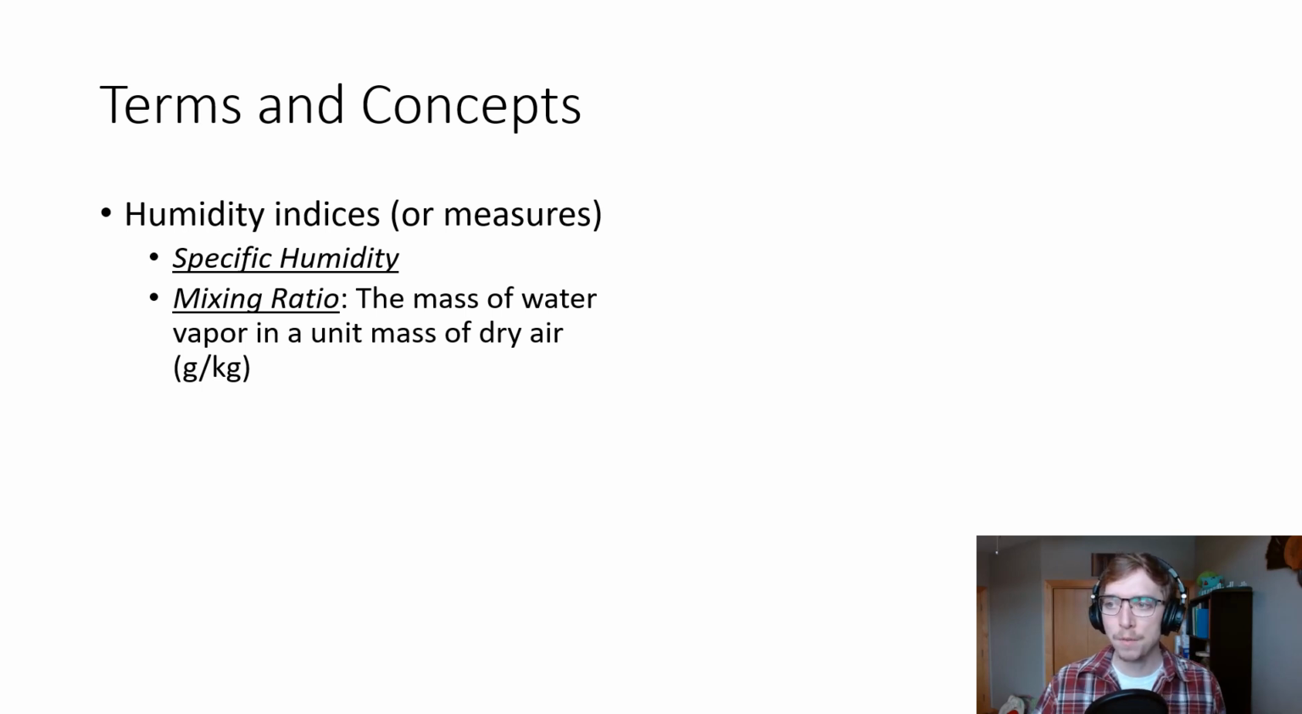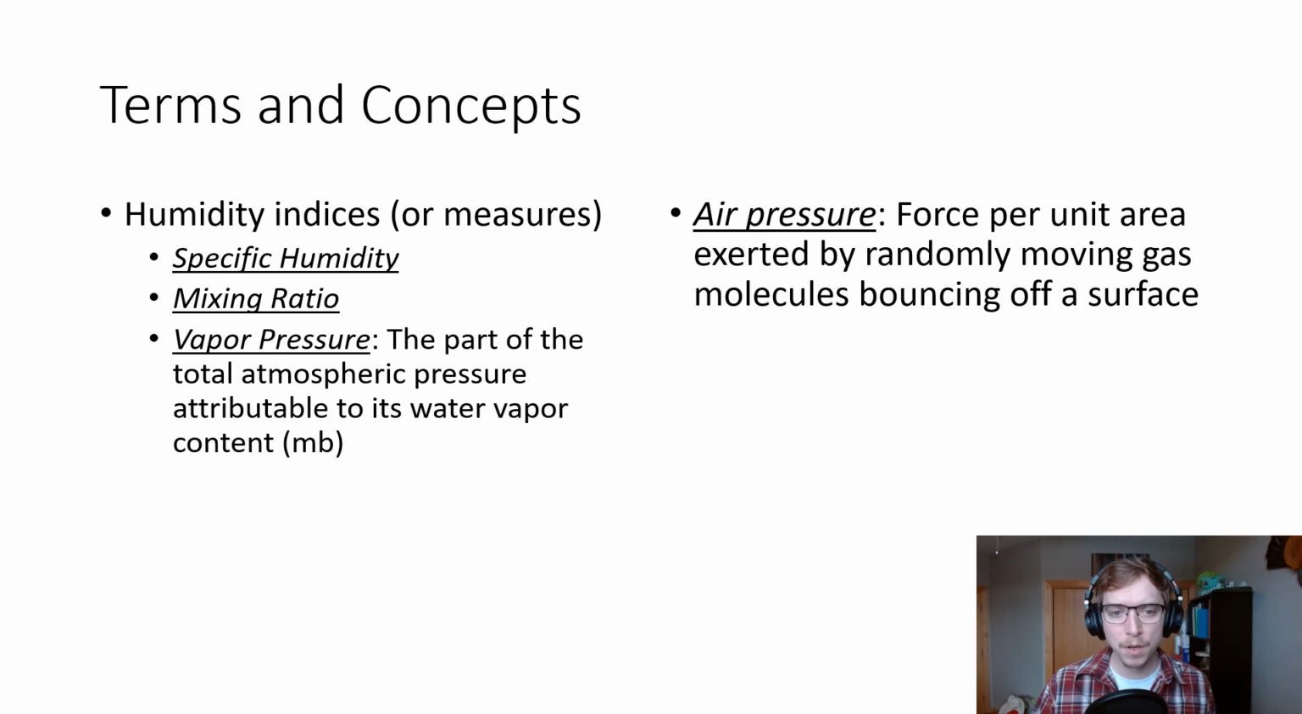If we bring these all together and think about them a little further, we have vapor pressure. This is the part of the total atmospheric pressure attributable to its water vapor content. We express this in millibars. Air pressure, as we recall, is just force per unit area exerted by randomly moving gas molecules bouncing off of a surface.